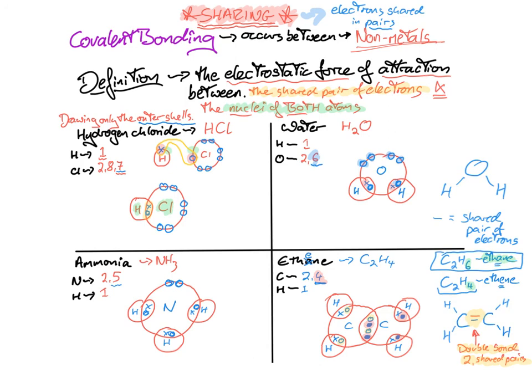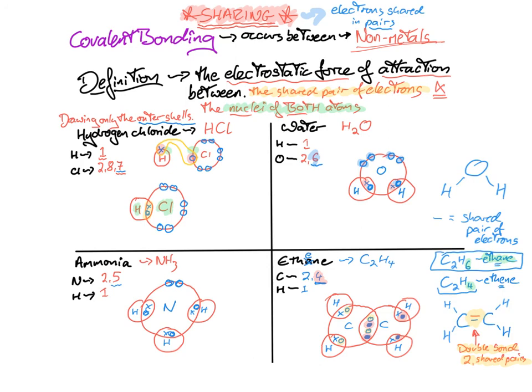Why did I change the example to do ethene? Because ethene needed the double bond. So this is an example of a double bond. Again, though, we are still looking at shared pairs of electrons sitting between the nuclei of 2 atoms, the definition of the covalent bond being the electrostatic force of attraction between the shared pair of electrons and the nuclei of both atoms. Why are we sharing?